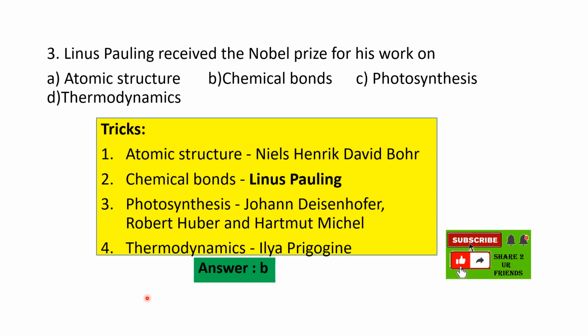And I'll show you the other tricks also, so that it will be helpful in future questions. Sometimes in future exams they may ask about another Nobel Prize, for atomic structure. That is Niels Henrik David Bohr. Keep that in mind. And chemical bonds, already said, that is Linus Pauling. And photosynthesis: Johann Deisenhofer, Robert Huber, and Hartmut Michel. And the last one is thermodynamics: Ilya Prigogine. So please take a note of it and keep that in mind.